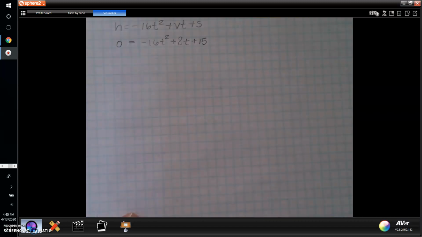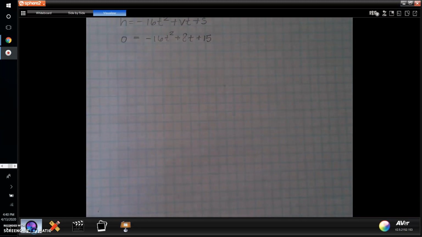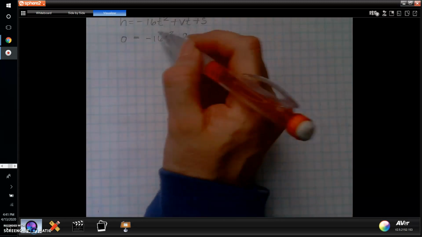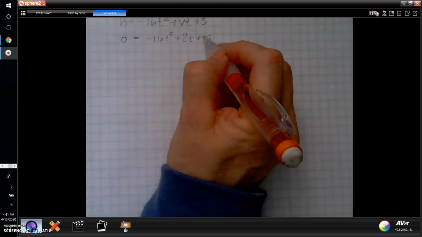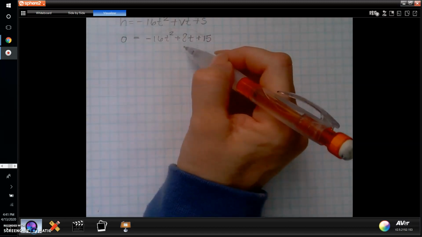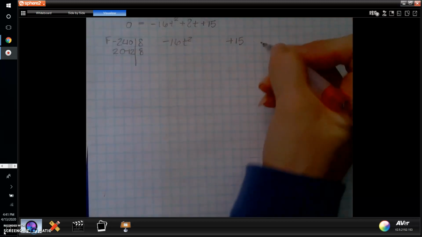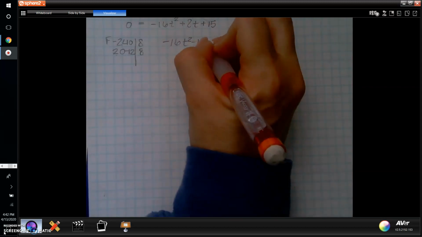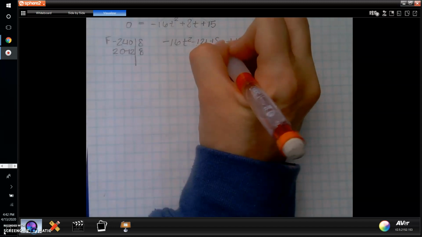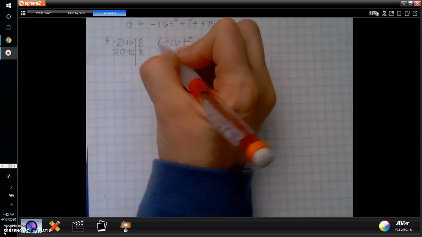So what we need to do now is solve the problem just like we did before. I'm going to multiply negative 16 times 15 to figure out what that factor is, and it has to give me a sum of 8. So I brought down the negative 16t squared, and I've separated the 15 to the end. My factor was negative 240. 20 times negative 12 gives me negative 240, and when it combines, it gives me 8. So now let's write these into the problem. Then I have negative 16t squared minus 12t, and then I have positive 20t plus 15. Now we need to group them.